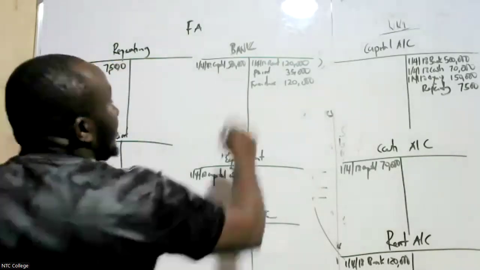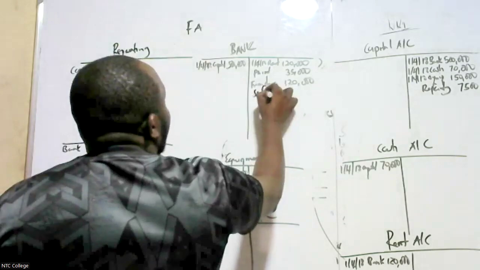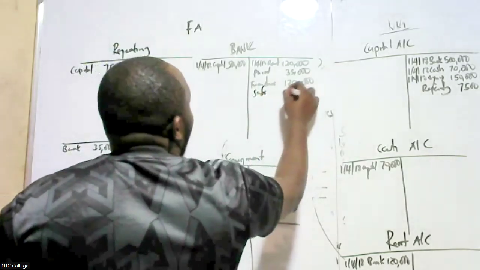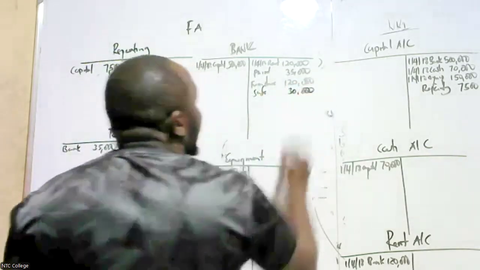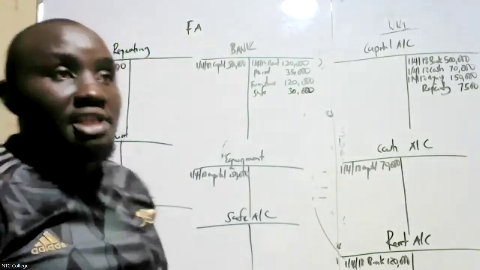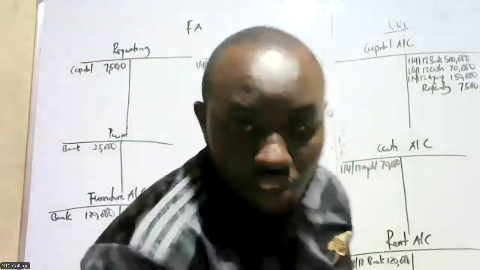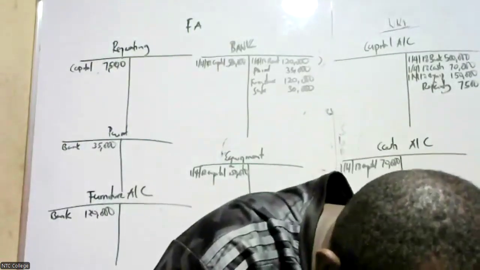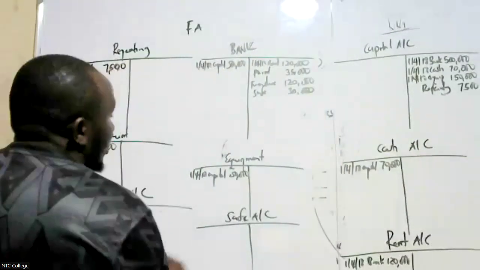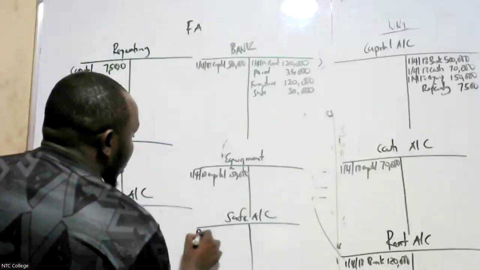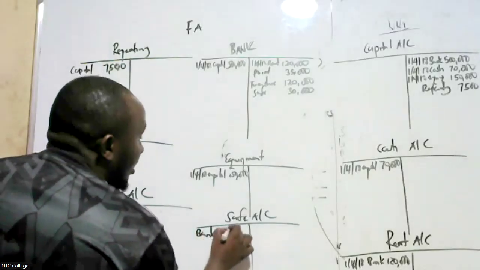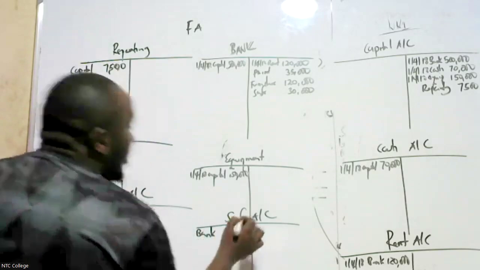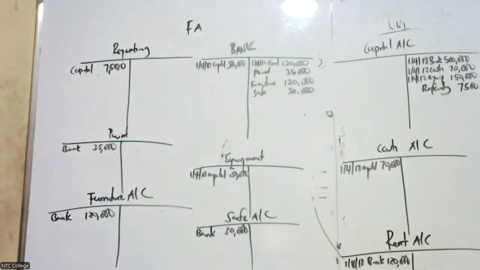So then we have safe 30. How much was the safe account? Yes, 30. Then we can open the safe account, and you say bank. We have it as bank. That should be 30. Together.